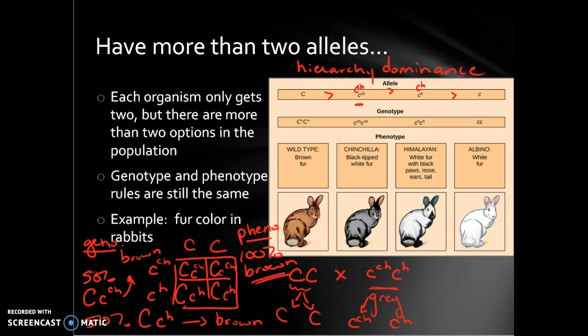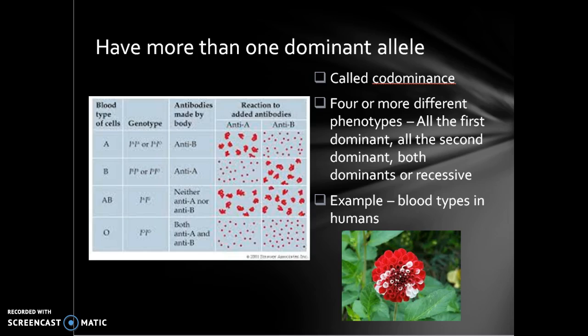So then if we move on, another exception or addition to Mendel's laws is that some genes have more than one dominant trait. So more than one trait is actually dominant. This we call codominant. We have codominant traits that share dominance.